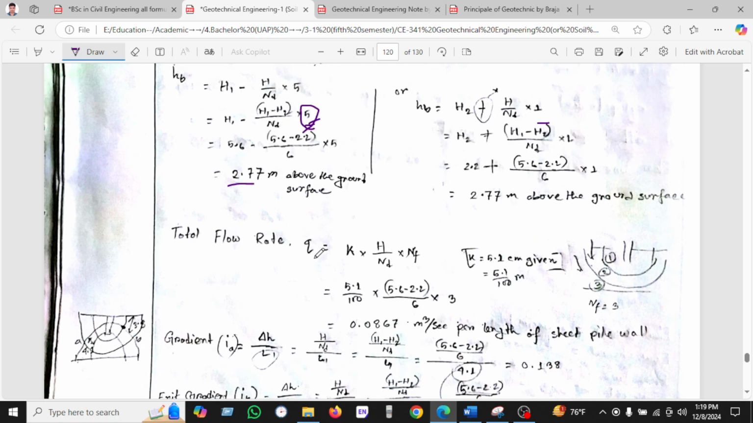The total flow rate, we know Q equals K times H divided by Nd, times Nf.